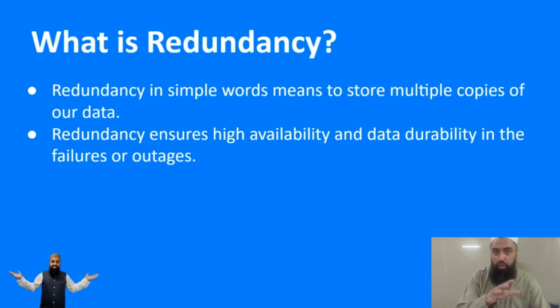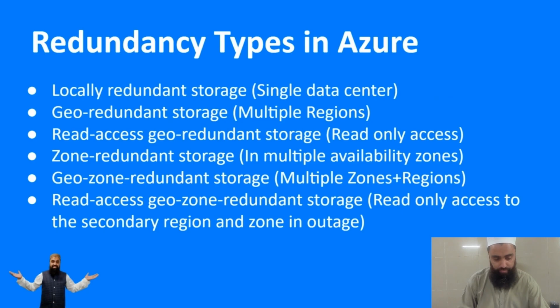So, Azure copies the data across multiple availability zones and regions. It is known as redundancy, and it ensures high availability and data durability in failures or outages. In case of disaster, if one region goes down, I would be able to access my data from the other region which is up and running.